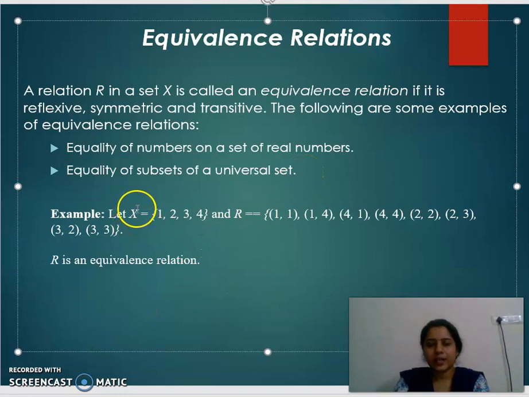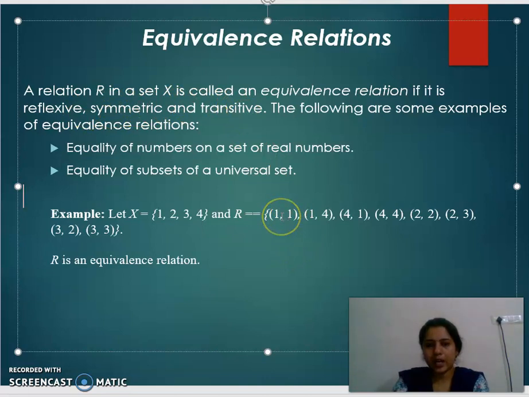For example, here X is a set with 4 elements, 1 to 4. R is a relation on X such that R contains these pairs. Now check whether this relation is an equivalence relation or not. A relation is an equivalence relation if it satisfies reflexive, symmetric and transitive properties.